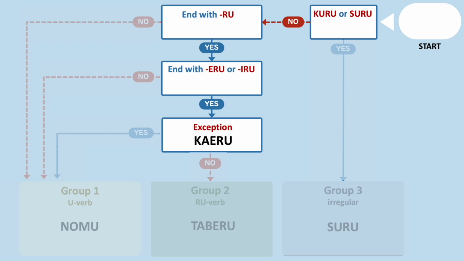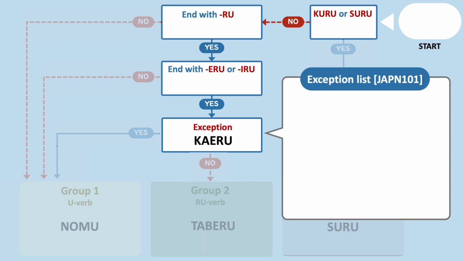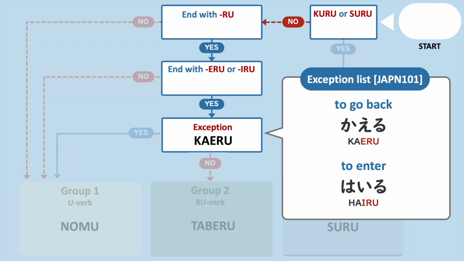Checkpoint 4. Is this one of those exceptions? Let's check the exception list for Japanese 101 again. It includes 帰る and 入る. So looks like 帰る is one of those exceptions. So 帰る is u verb, group 1, even though it has the える ending.